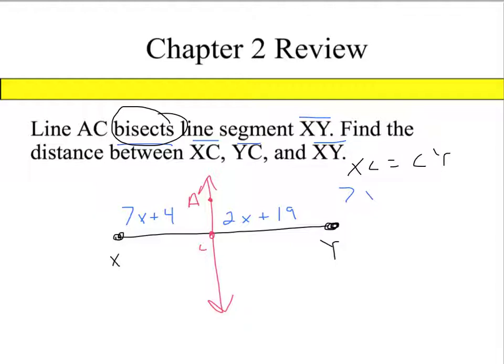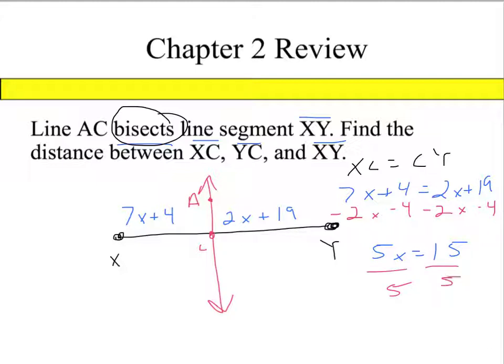I then plug in 7x plus 4 is equal to 2x plus 19. I want numbers on one side, letters on the other. So I'm going to subtract 2x from both sides, and I'm going to subtract 4 on both sides. And I end up with 5x is equal to 15. Divide by 5. And my answer is going to be 3. And I'm done. I found x.